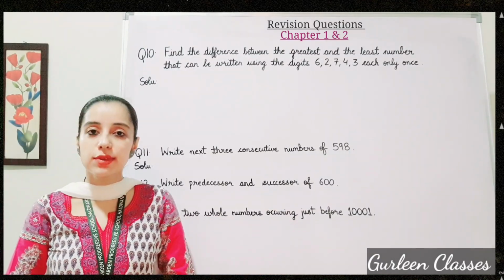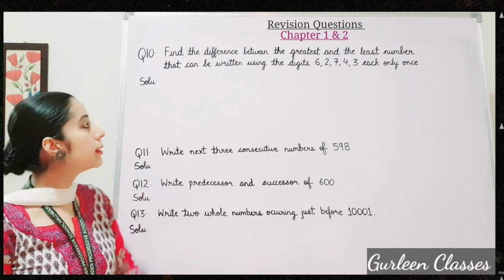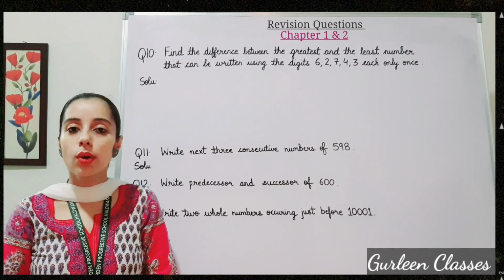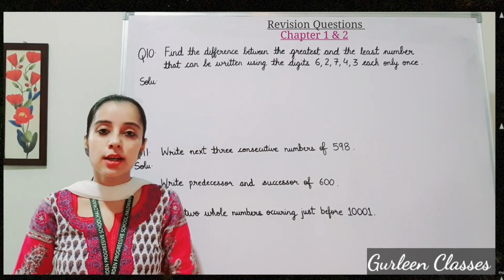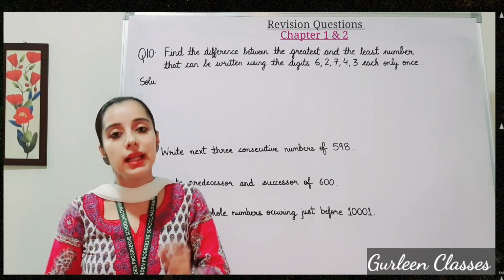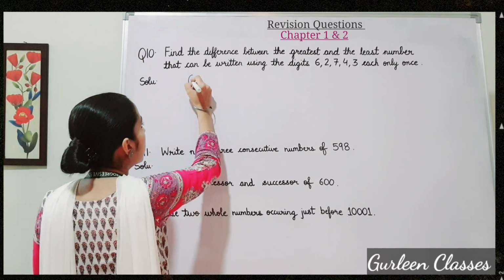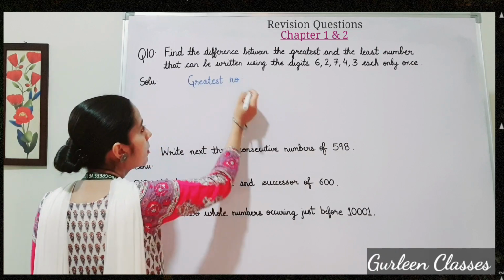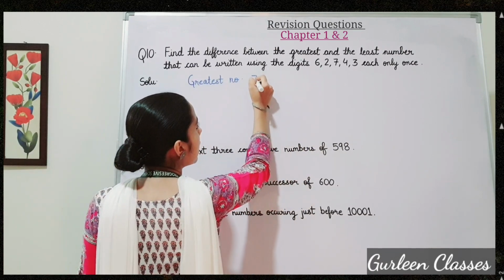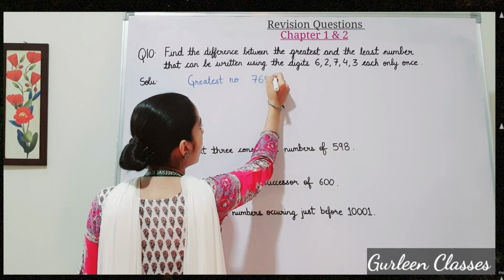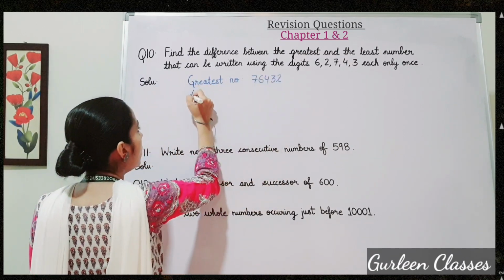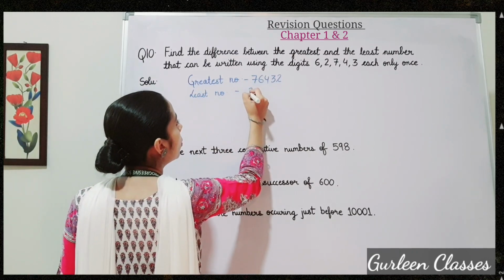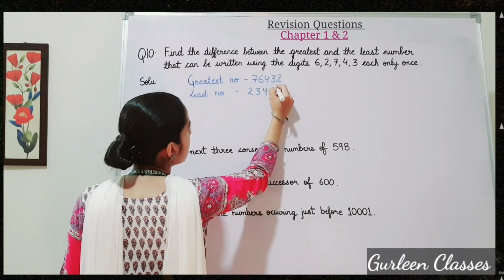Question number 10. Find the difference between the greatest and the least number that can be written using the digits 6, 2, 7, 4, 3, each only once. First we have to write down the greatest number and the least number. Let us make the greatest number by arranging in descending order: 7, 6, 4, 3, 2. Now the least number we have to arrange in ascending order, smaller to bigger. So that will be 2, 3, 4, 6, 7.